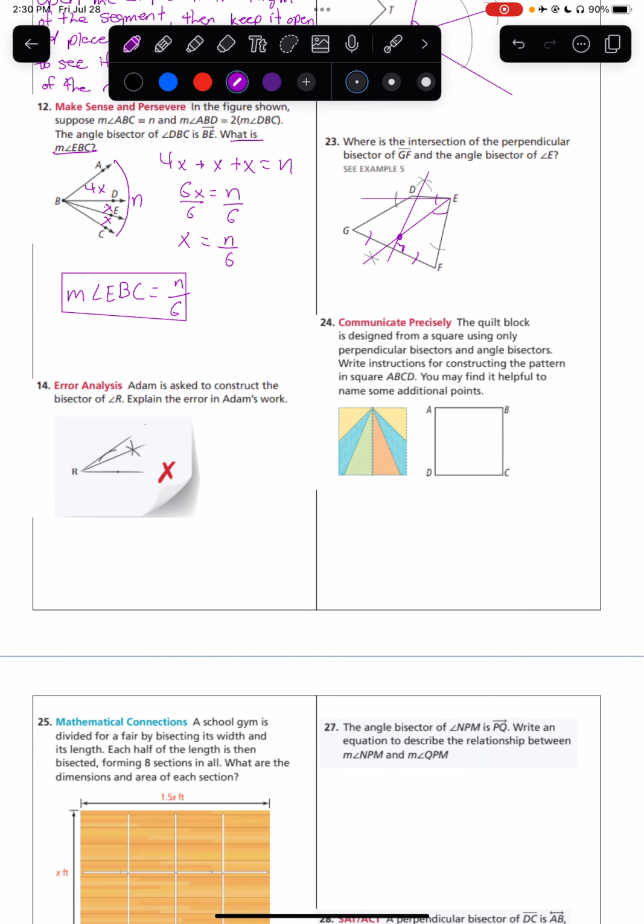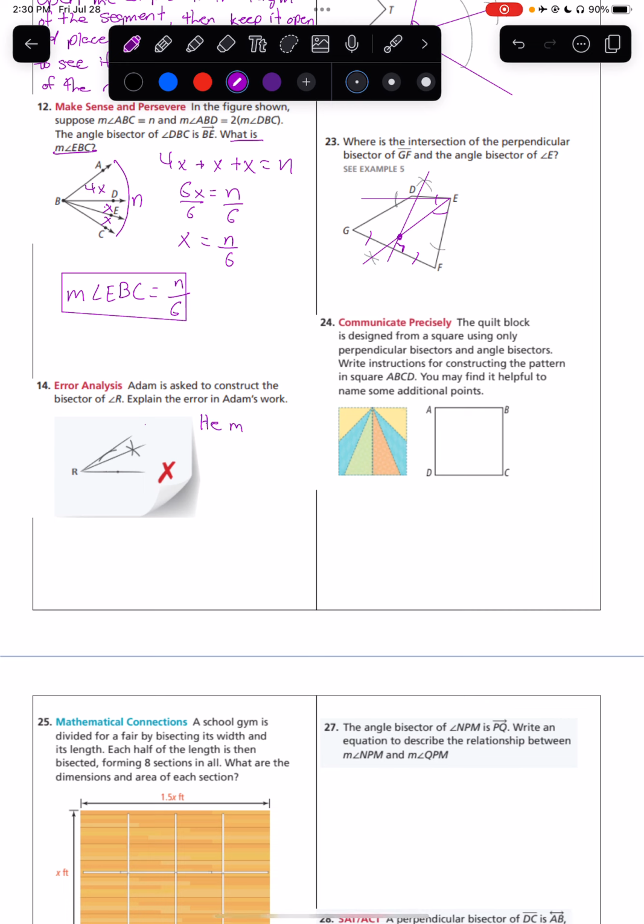Number 14, Adam is asked to construct the bisector of angle R. Explain the error in Adam's work. So when Adam went to make this bisector, do you see this arc right here? Instead of starting on point R and making an arc through both sides of the angle, he just picked a random point on one side of the angle and made an arc to the other side. And that's not how we need to make an angle bisector. So how could we write that? We could write he made an arc from one side of the angle to the other.